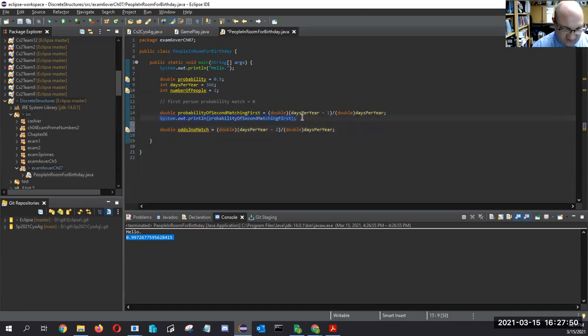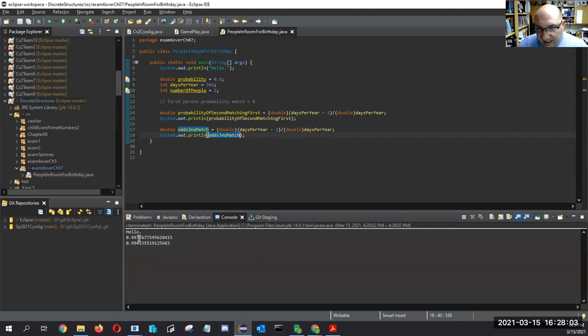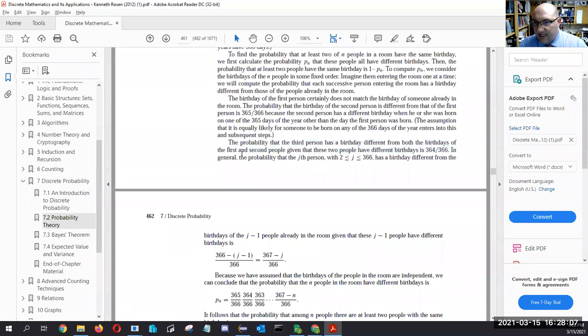And this one should be a slightly smaller number, right? Okay, yeah, so 997 versus 994, slightly smaller number. Okay, in general, the probability the jth person is as follows.